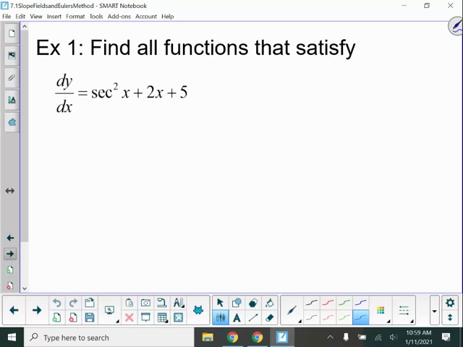So that leads us to our first example. Find all the functions that satisfy dy/dx equals secant squared x plus 2x plus 5. For 7.2, you will see a handout that will load that has some of the anti-differentiation formulas on it. But for this section, you're just going to have to think about the derivative in reverse.